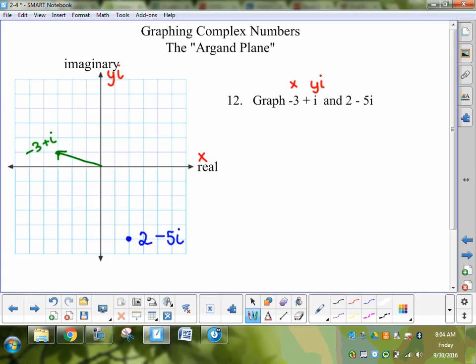And to sketch it, I put the point there, draw the arrow coming out, the vector, ending at that specific value. Questions on that?